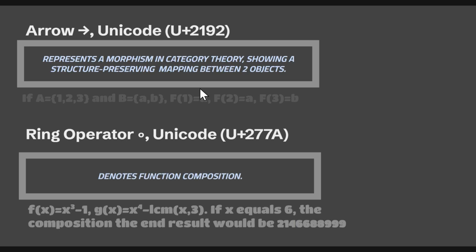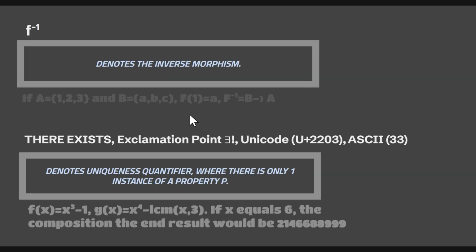Every symbol has already been mentioned, but this definition is different. This time it represents a morphism in category theory, showing a structure preserving mapping between two objects. Ring operator denotes function composition or the function applied to another function. The inverse morphism is represented by f with superscript -1. There exists with an exclamation point is used to denote the uniqueness quantifier when there is only one instance of property P in the set.